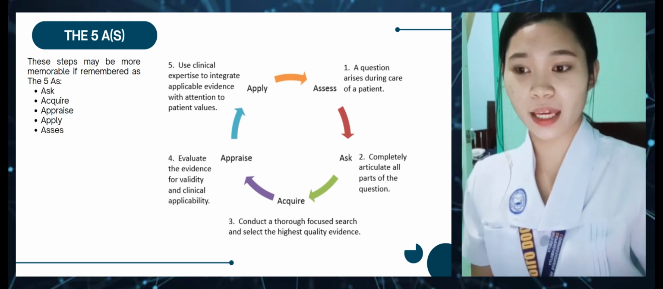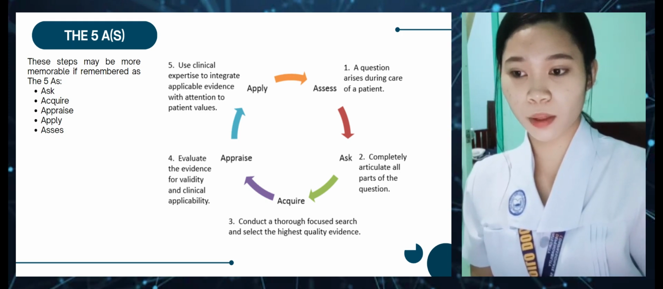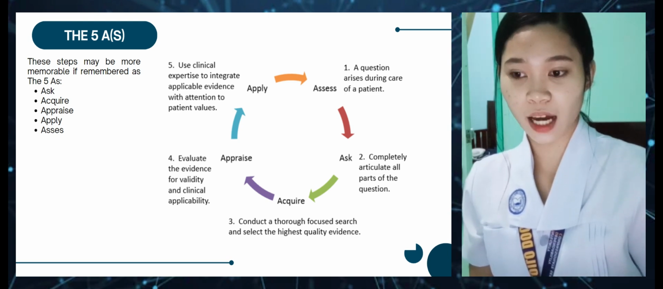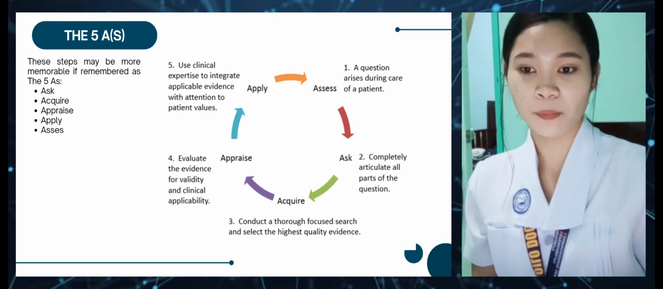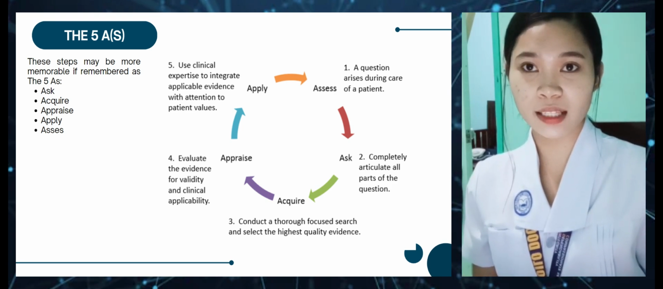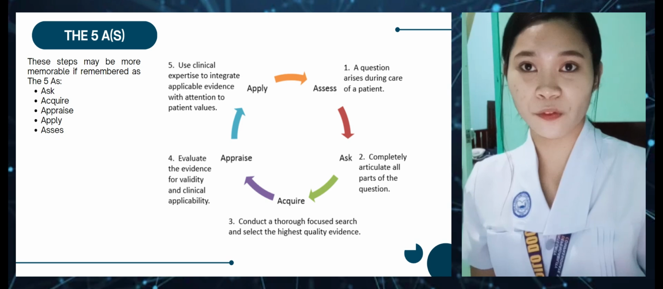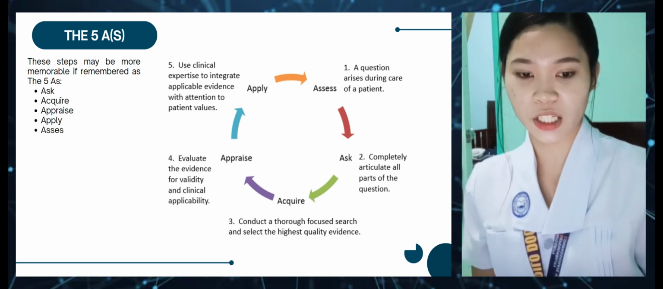Next, the 5 As. These steps may be more memorable if remembered as the 5 As: ask, acquire, appraise, apply, assess. In the figure of 5 As, EBP process. First, ask. A question arises during care of a patient.